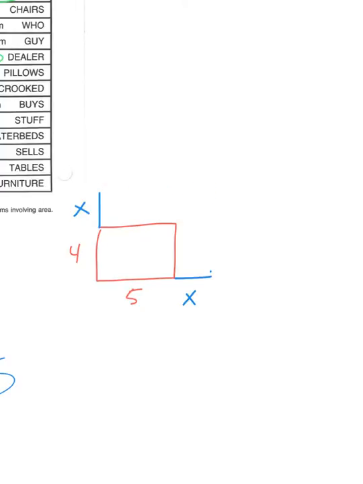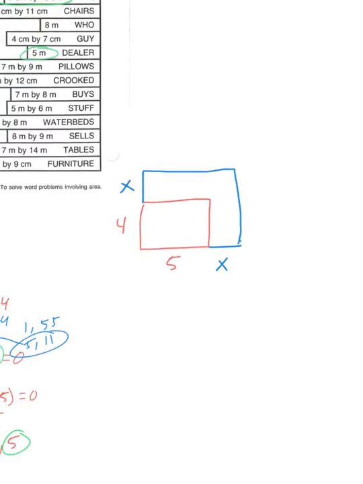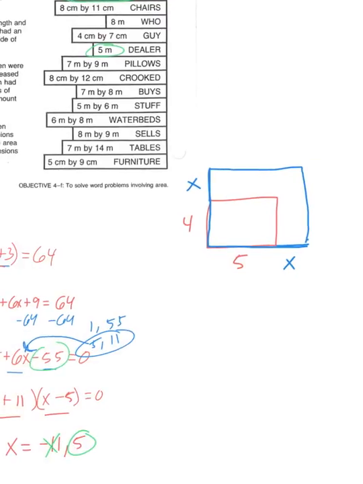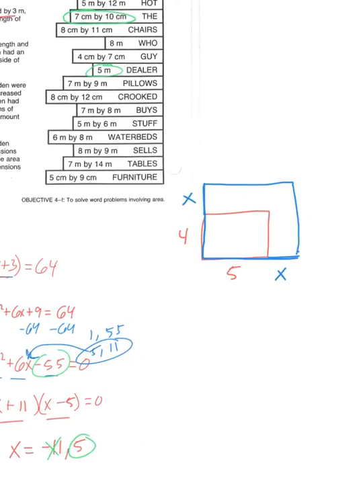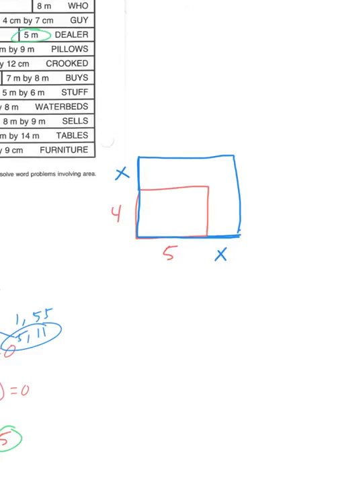Maybe you can kind of start to see, I'm just going to draw it a little better here, a little picky, but there. So maybe you can see the big rectangle now that we made. The original one had an area of 20, I should say, and now the area of the newest one there is 56. So what's it asking for? Find the dimensions of the new garden. Okay, we're obviously going to have to find out x to do that.